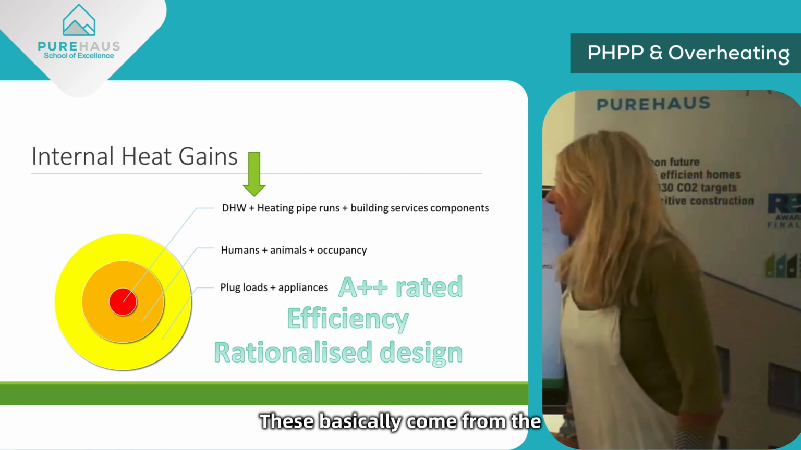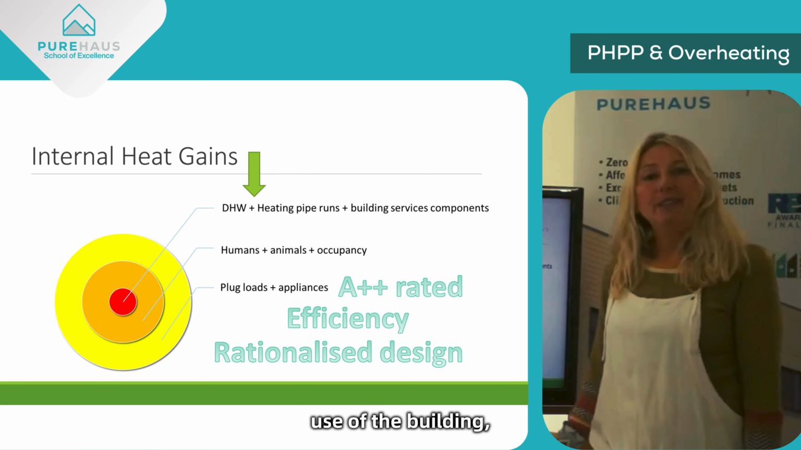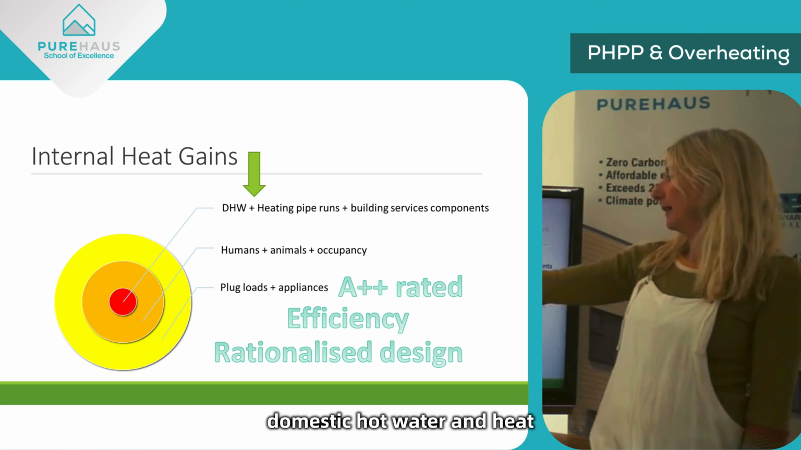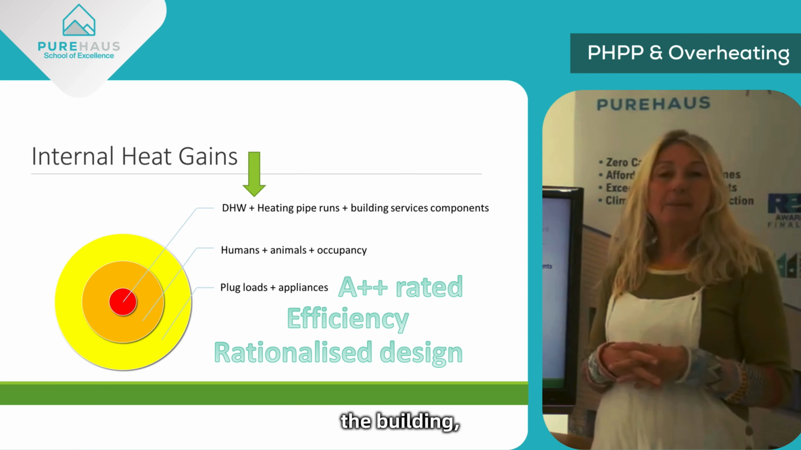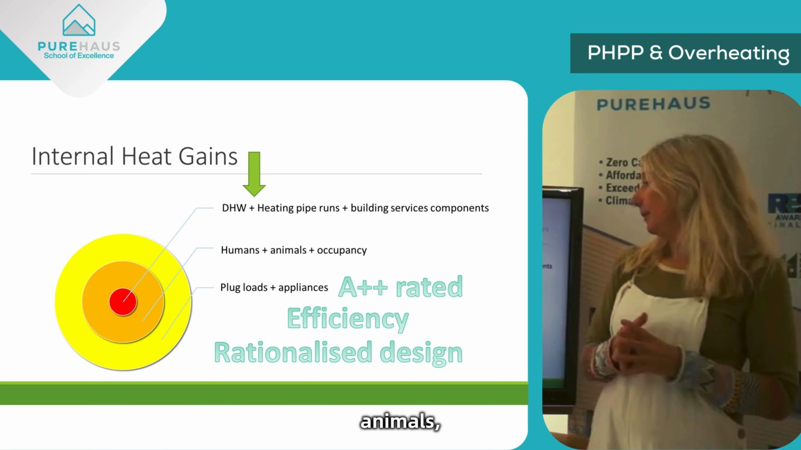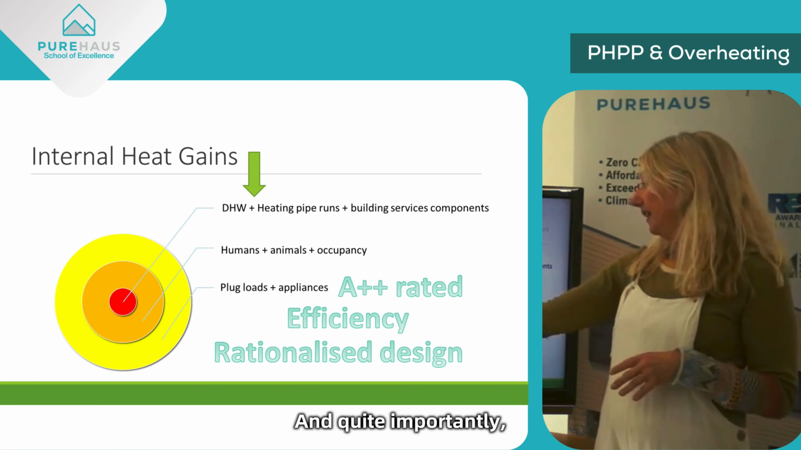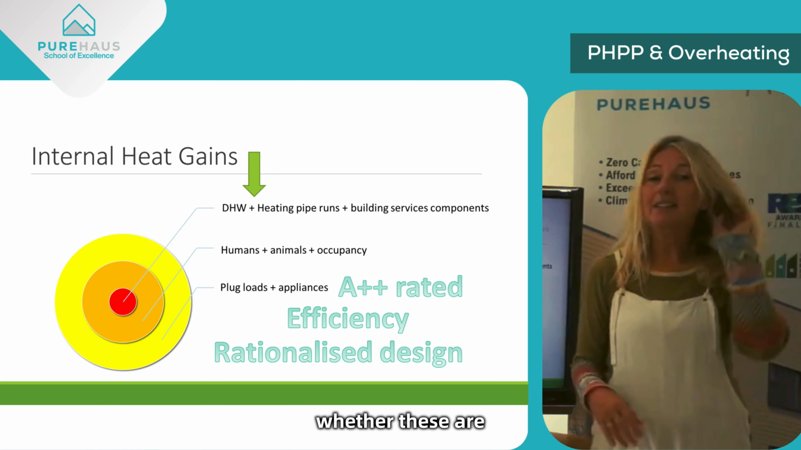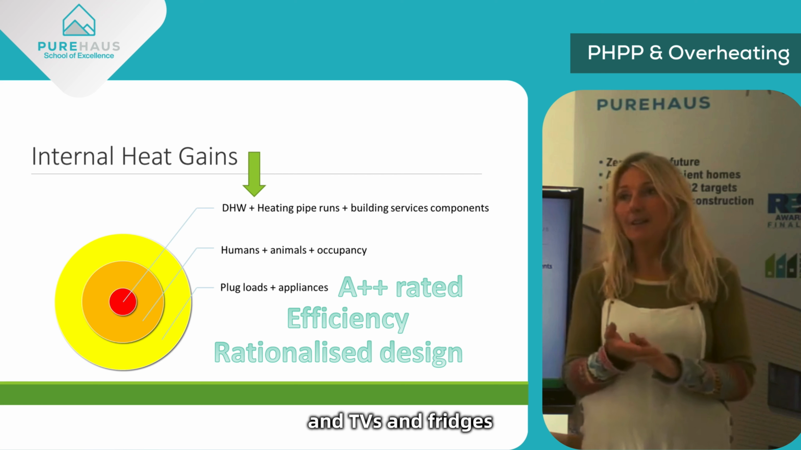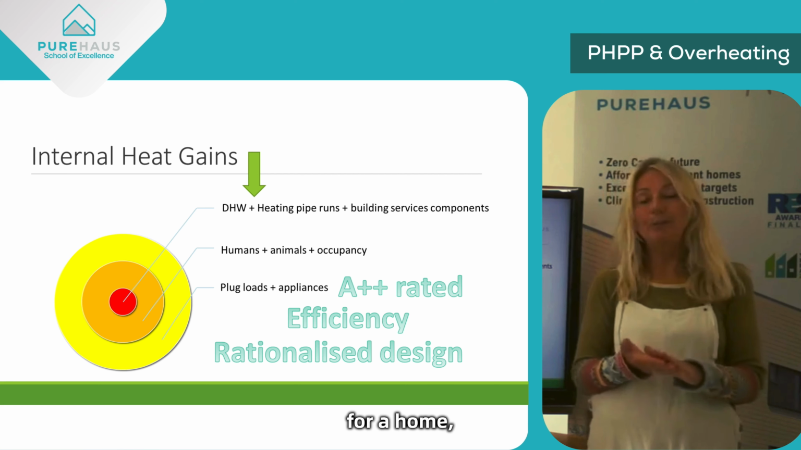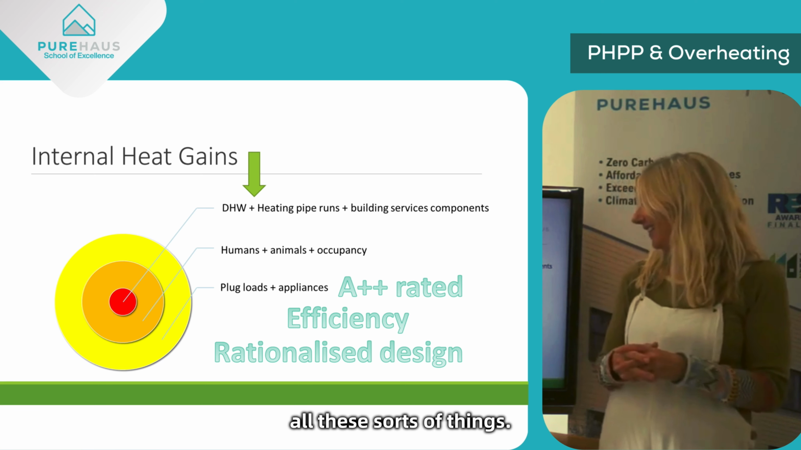Internal heat gains. These basically come from the use of the building, perhaps domestic hot water and heat pipe runs, building services within the building, humans, animals, general occupancy, and quite importantly, plug loads and appliances, whether these are in an office, computers, or TVs and fridges and things like that for a home, washing machines, dishwashers, laptops, all these sorts of things.